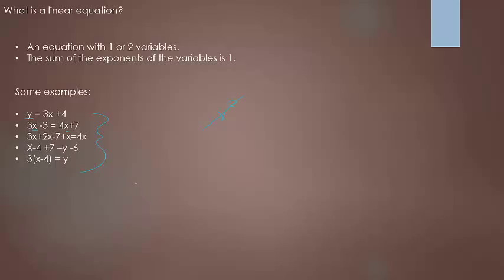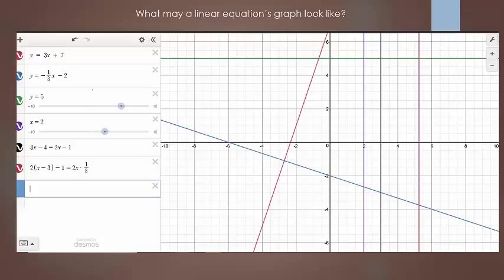All of these will look like lines if you graphed them. They might be like this. All right, all of these are linear. And here are some equations graphed. You can see that some of these are slanted, some of them are vertical or horizontal, but these are all linear equations. And just looking at them, you can also see that the exponent's highest power is 1.